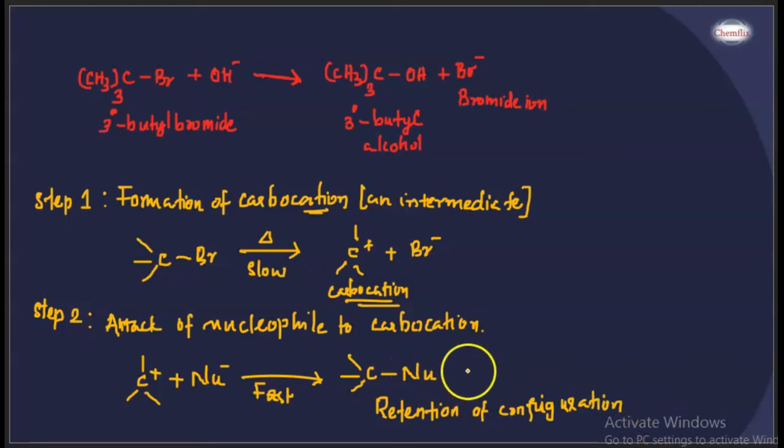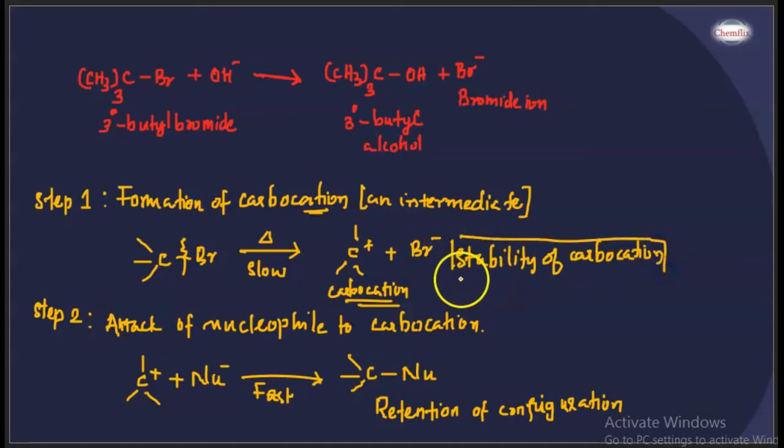So the rate of the SN1 reaction depends upon the breaking of the C-X bond and the formation of this carbocation. This suggests that the rate depends upon the stability of the carbocation. So which carbocation is more stable? The more stable carbocation is tertiary carbocation, greater than secondary carbocation, then primary carbocation.